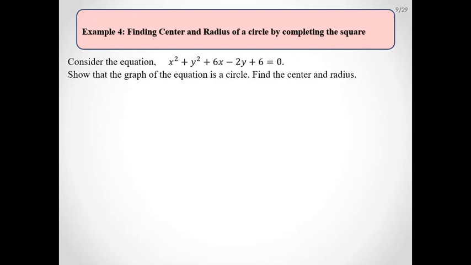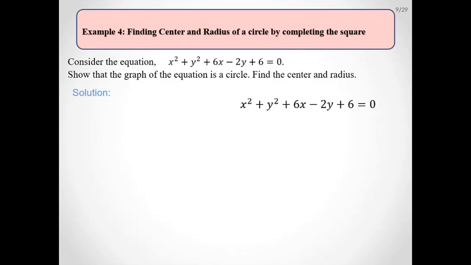Now let's look at this example. Let's consider this general circle equation. First, we want to show the graph of the equation is a circle, and we want to find the center and the radius. Now, to see if this is a circle or not, we have to change it to standard form. So first, let's write the equation. Then, how to change this one to the standard form.